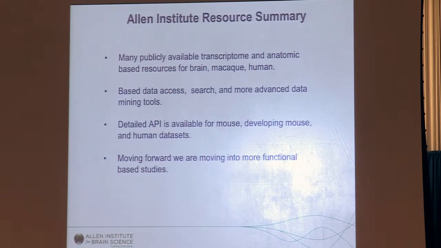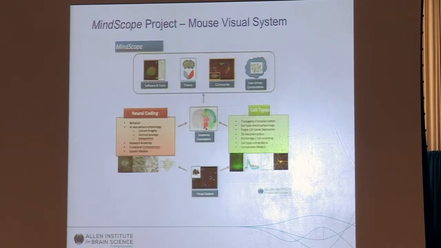Moving forward, we're trying to look more into functional studies of how the brain is organized. This last slide shows one of the new projects we call MindScope. The idea is to use principles of neural coding and cell types to understand the functioning of neural circuitry in the mouse visual cortex of a behaving animal. The animal is doing some behavior like running or foraging, and you use techniques from calcium imaging to electrophysiology to gene expression to put together circuit dynamics that we can explain.